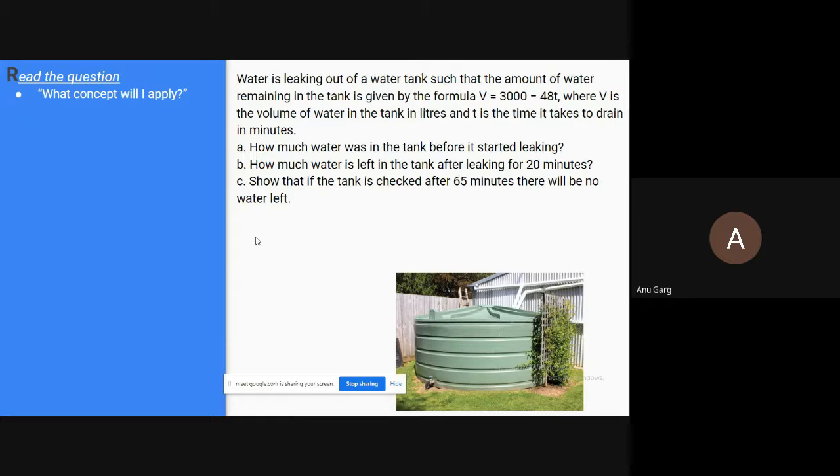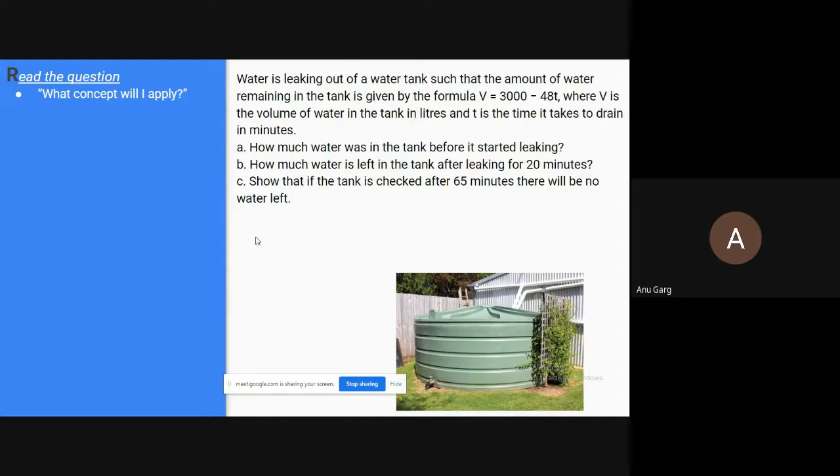Water is leaking out of a water tank such that the amount of water remaining in the tank is given by the formula V equals 3000 minus 48T, where V is the volume of the water in the tank in liters and T is the time it takes to drain in minutes. A, how much water was in the tank before it started leaking? B, how much water is left in the tank after leaking for 20 minutes? C, show that if the tank is checked after 65 minutes, there will be no water left.